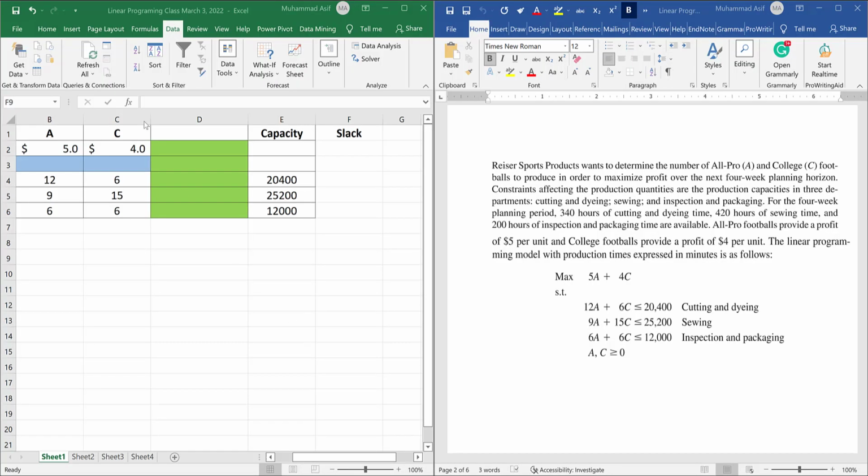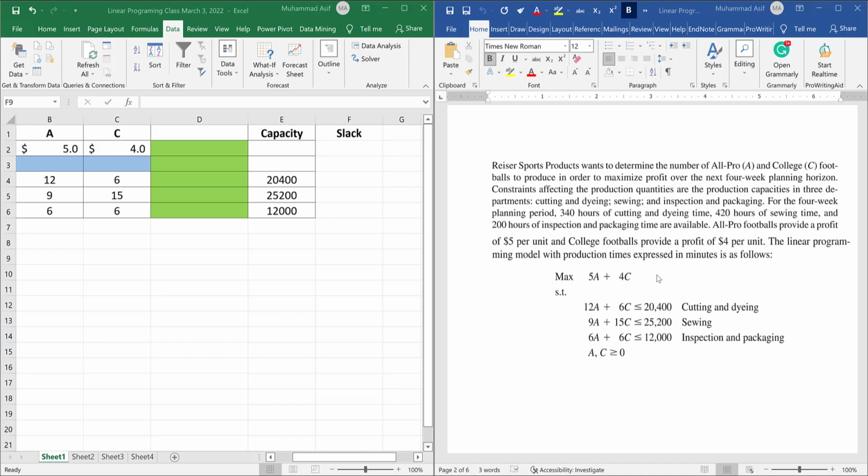In this video, I will explain how to do linear programming in Microsoft Excel. And for this purpose, we'll be using this question. The question says, Racer Sport Products wants to determine the number of, there are two types of products they make, A and C, and this whole problem statement has been formulated into this model.